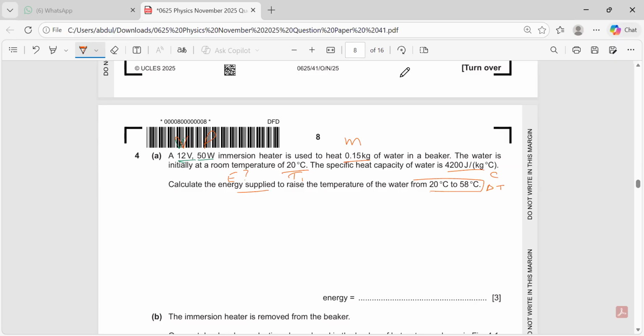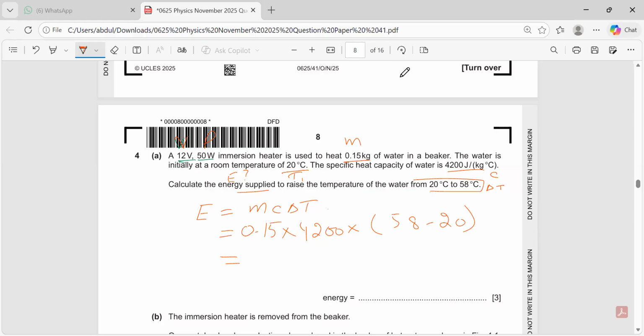So this is a straightforward, very simple question. Energy is equal to mc delta T. Mass is there. How much? 0.15. C is there, that is 4200. Change in temperature, that is from 58 to 20. Let's simplify it and see the answer. 0.15 times 4200 times bracket 58 minus 20 bracket close.